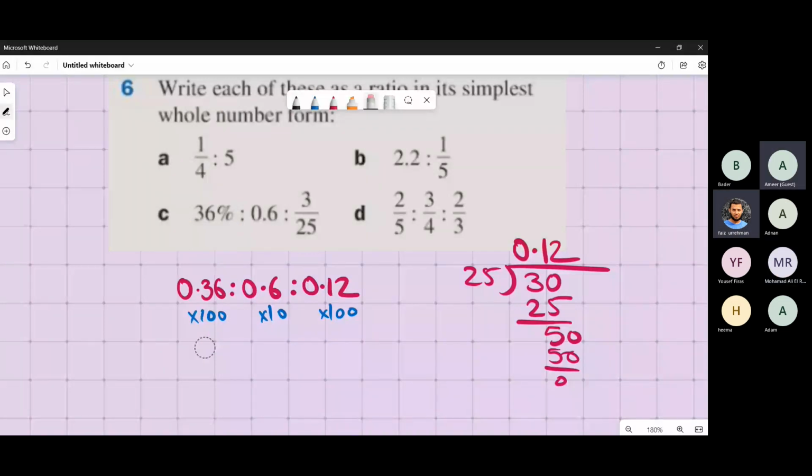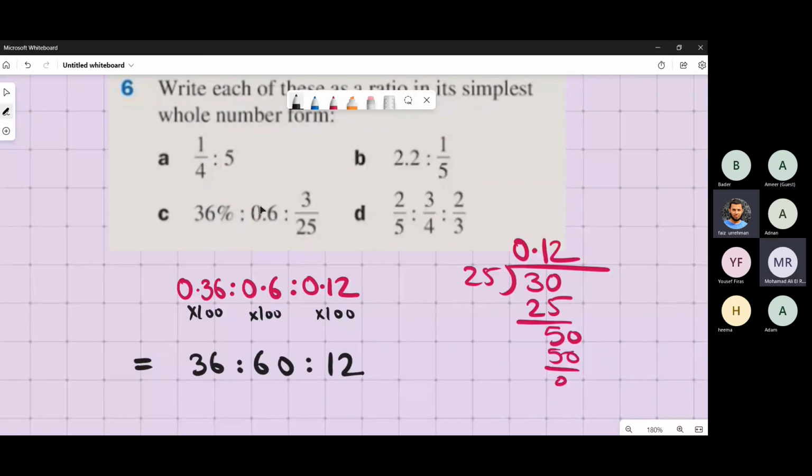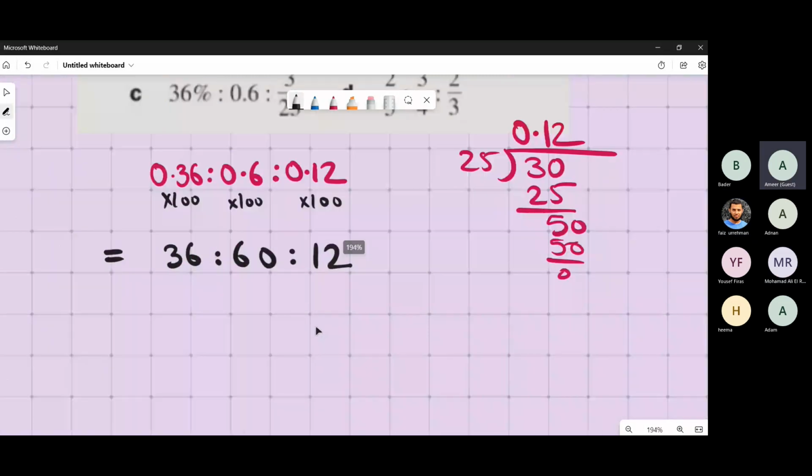Okay. So, times 100, times 100, times 100. So what are you going to get? 36, 60, 12. Now they look so good. Which big number from the table can we use? Divide by 12. 12 is possible. 36 to 12 is 3, 60 to 12 is 5, 12 to 12 is 1. So it will be 3 to 5 to 1.